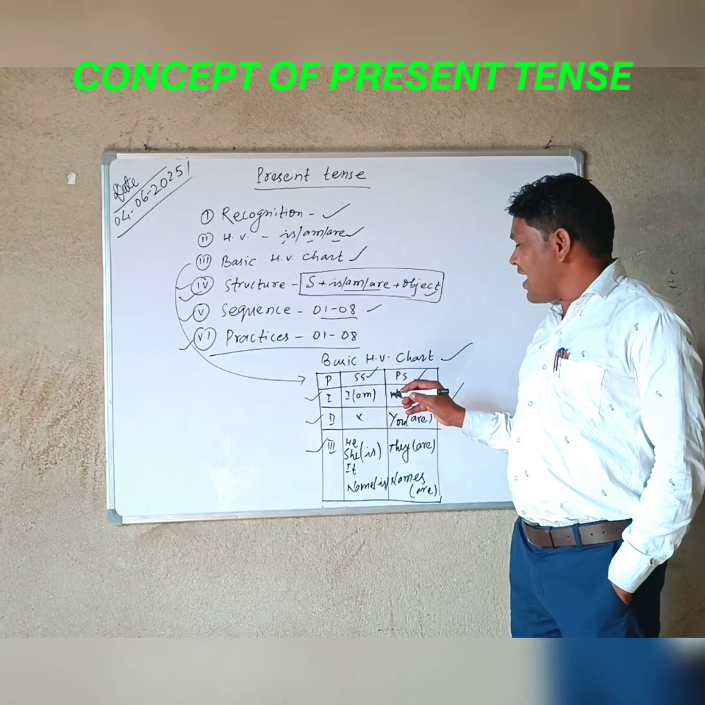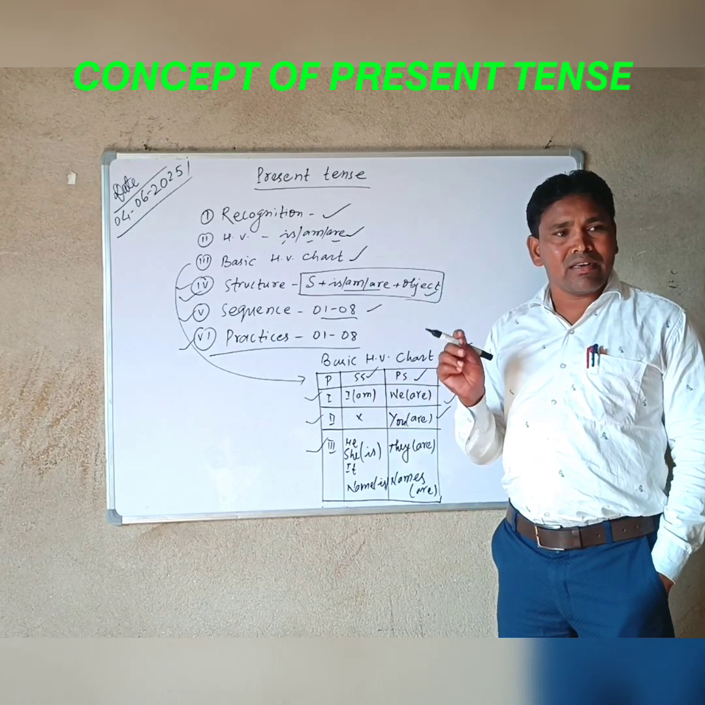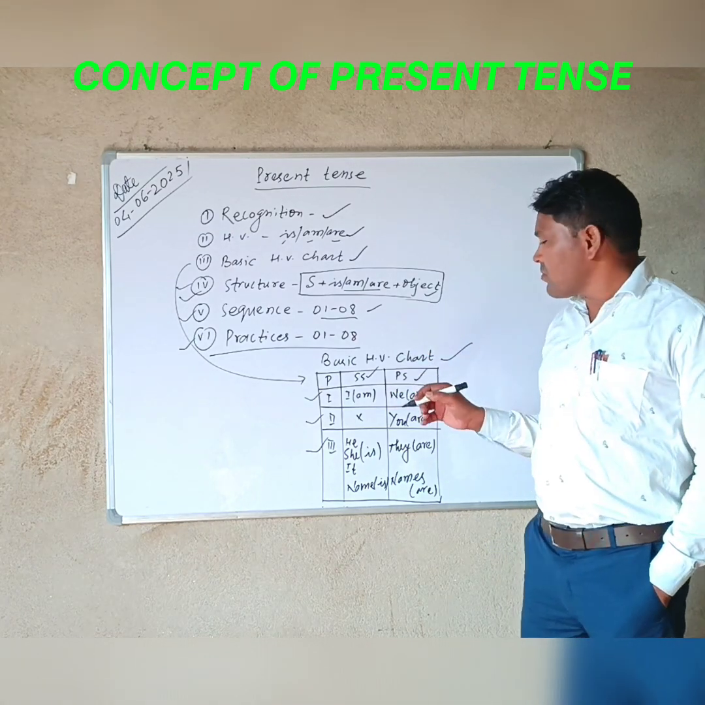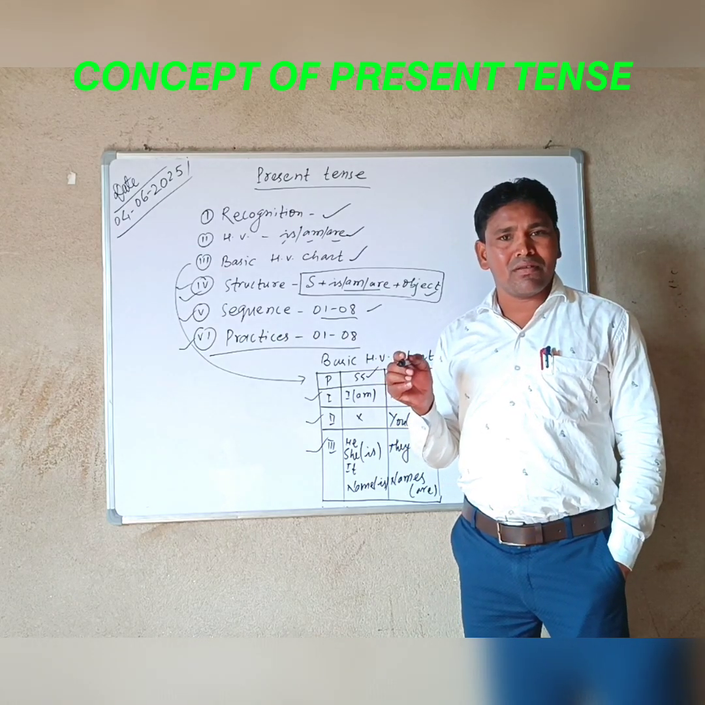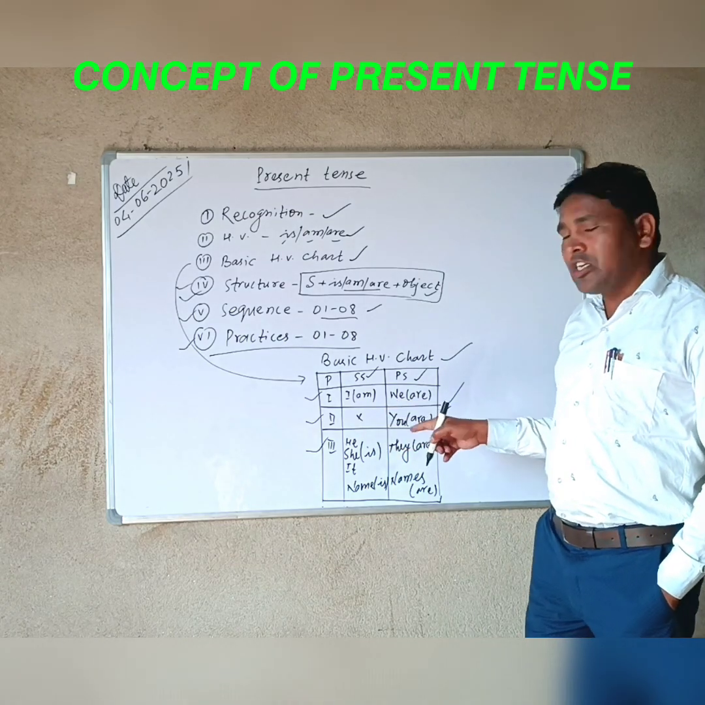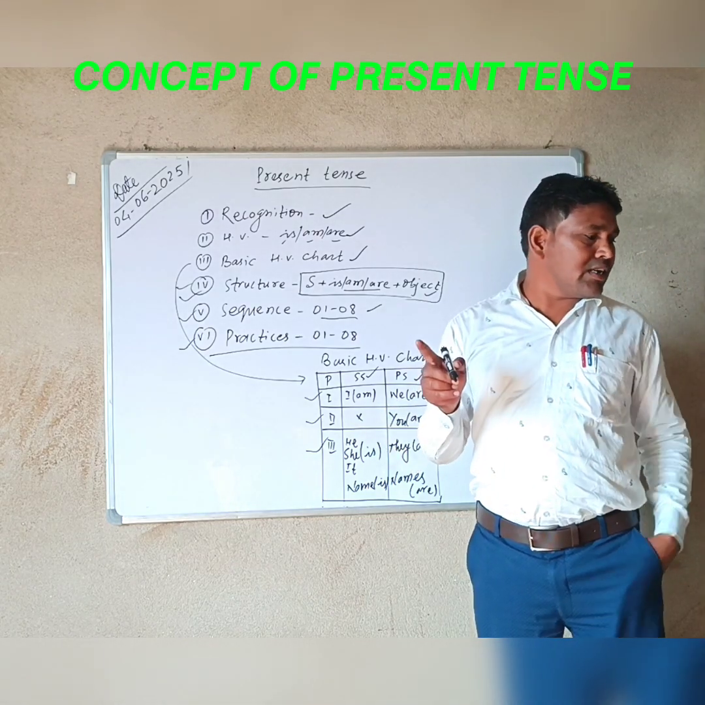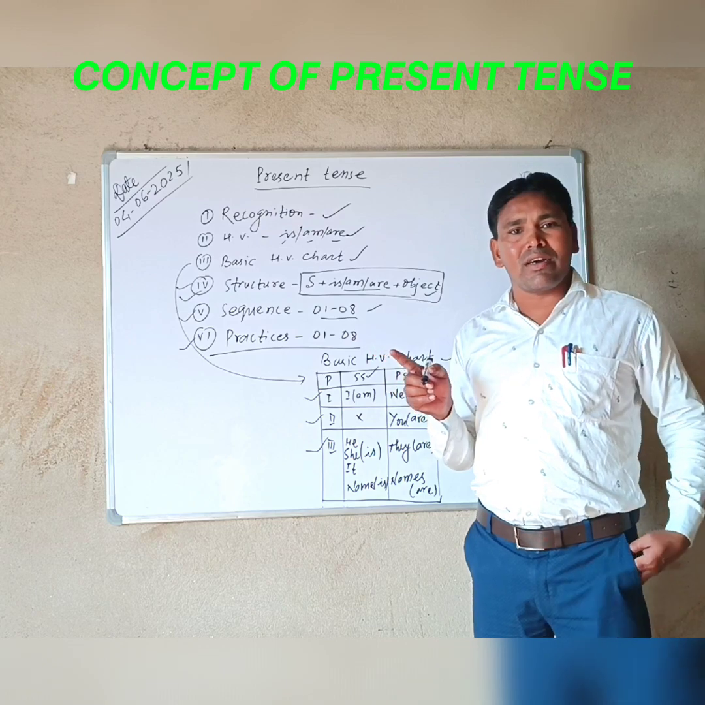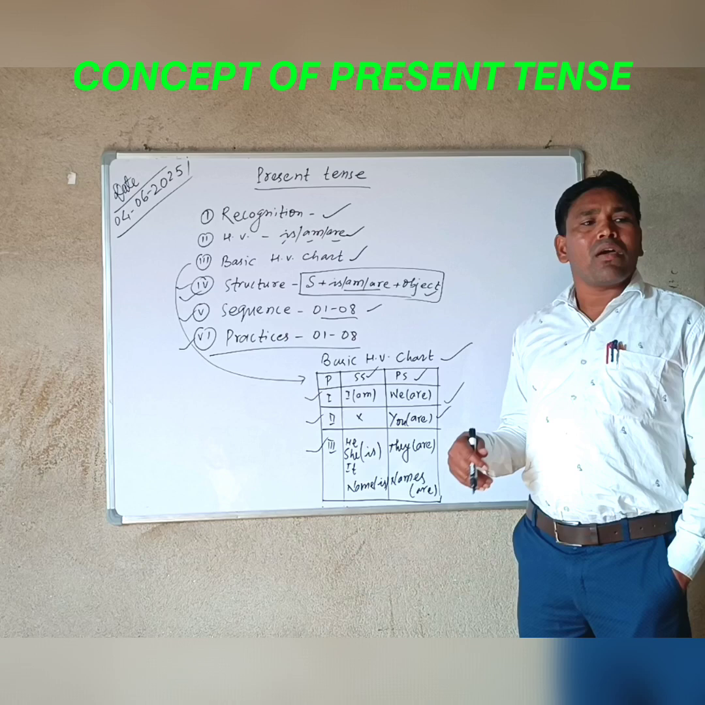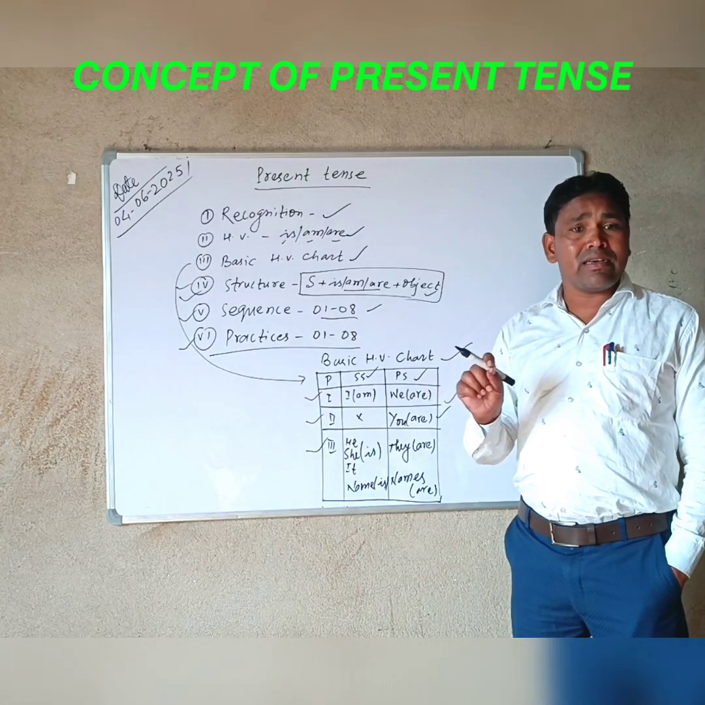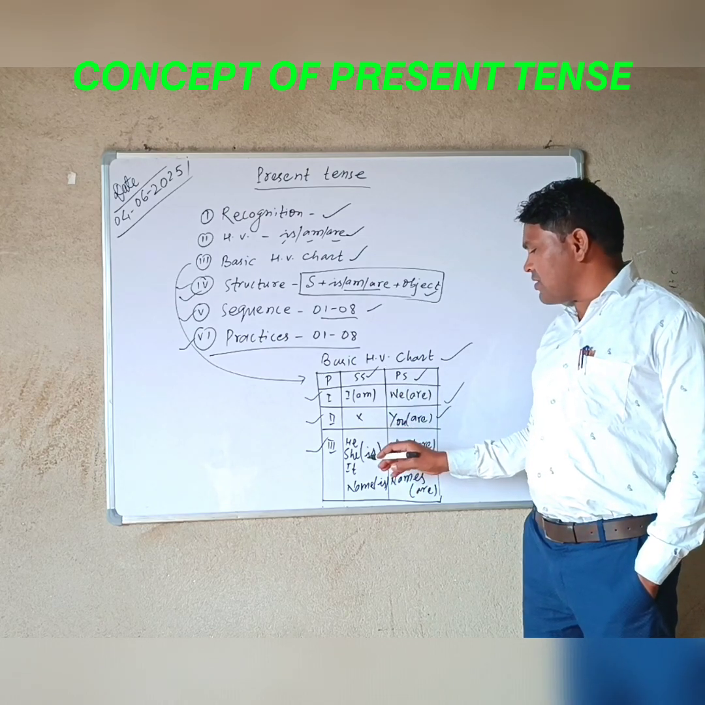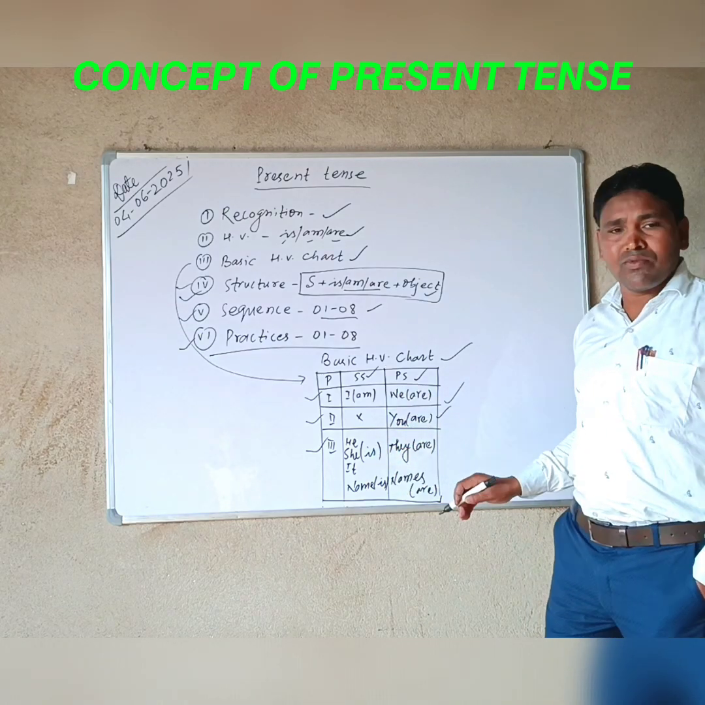Sequence with I: I am, I aren't, am I, aren't I, why am I, why aren't I, how am I, how aren't I. With we: we are, we aren't, are we, aren't we, why are we, why aren't we, how are we, how aren't we. With you: you are, you aren't, are you, aren't you, why are you, why aren't you, how are you, how aren't you. Like this, you will have to complete a sequence with he: he is, he isn't, is he, isn't he, why is he, why isn't he, how isn't he. Like that, you can also complete with she, it, they, name, names.